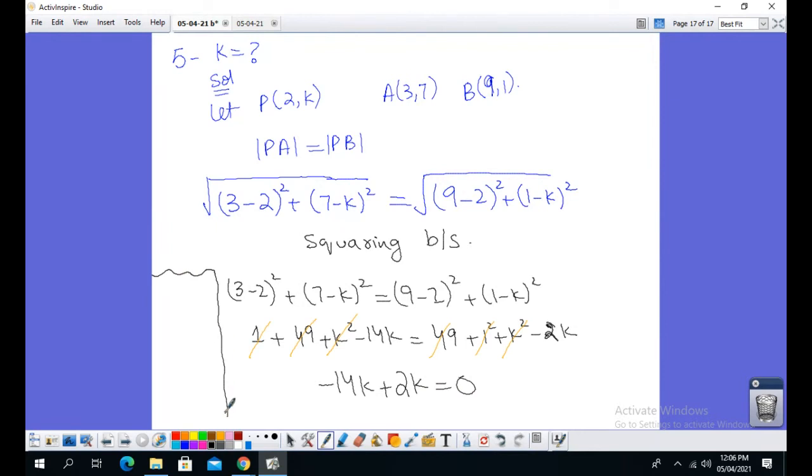After this, we have negative 12k is equal to 0, which means k is equal to 0, which is our required answer, because when we divide 0 by 12, it becomes 0, so the value of k becomes 0.